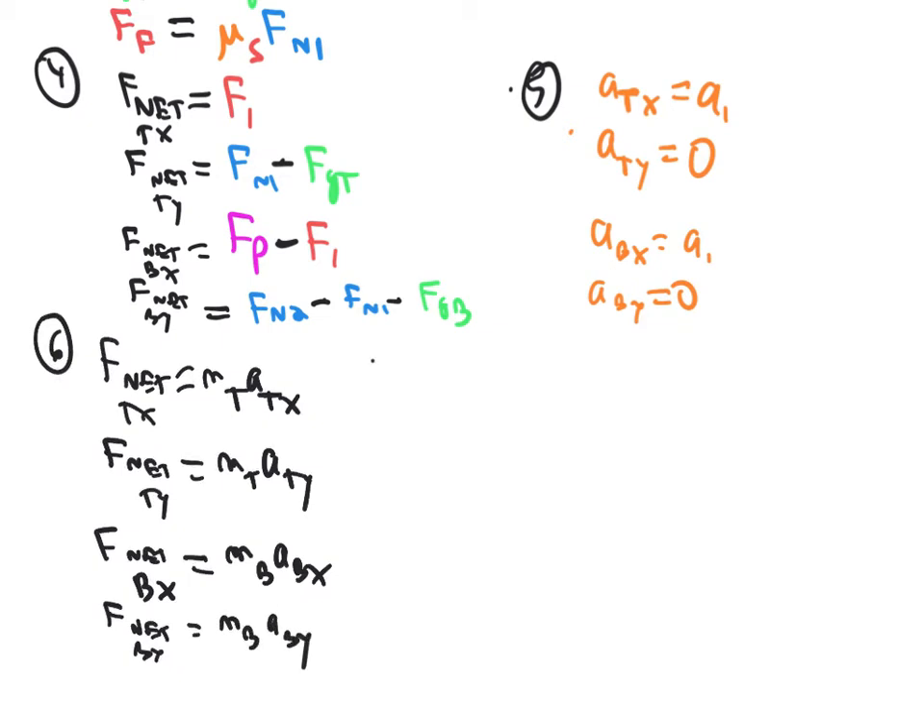Step 7 says solve all those and substitute all those guys in. So for F net Tx we have F1, and that equals mass of the top guy times A1. And then we also have that Fn1 minus Fgt is 0. So that's convenient.